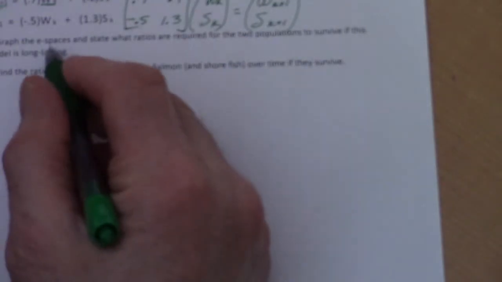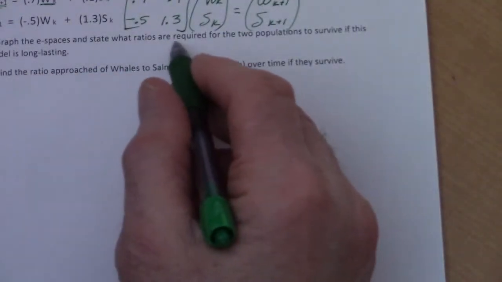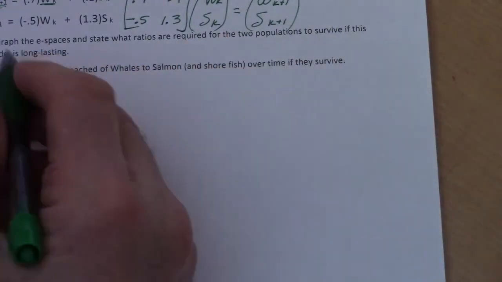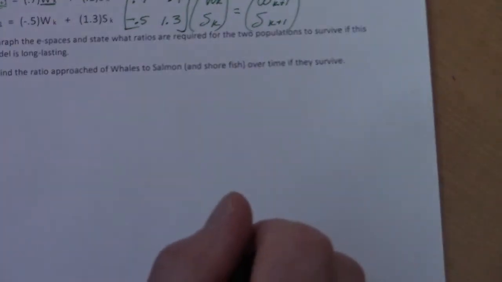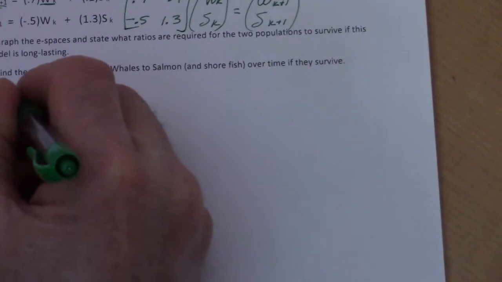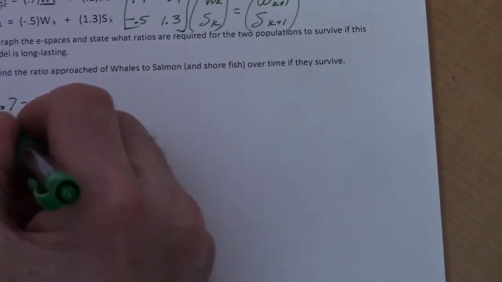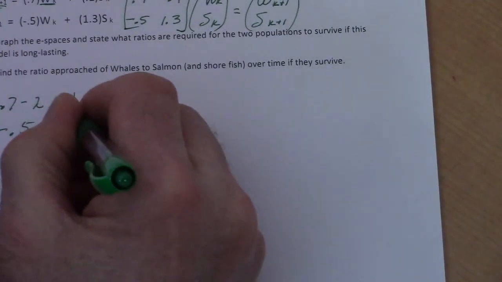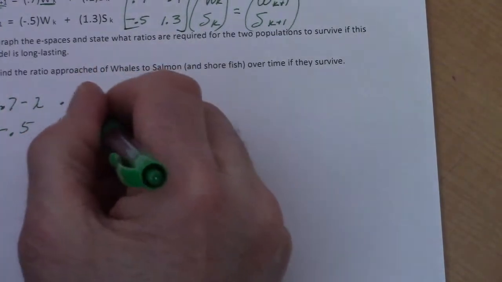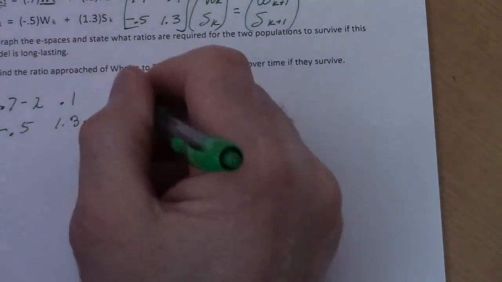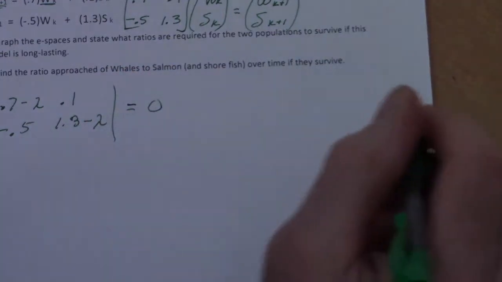So it says to graph the eigenspaces and state what ratios are required for the two populations to survive if this model is long-lasting. So let's first find the eigenvalues, which you can find pretty easily by setting up this matrix and taking the determinant of it and setting it equal to 0.